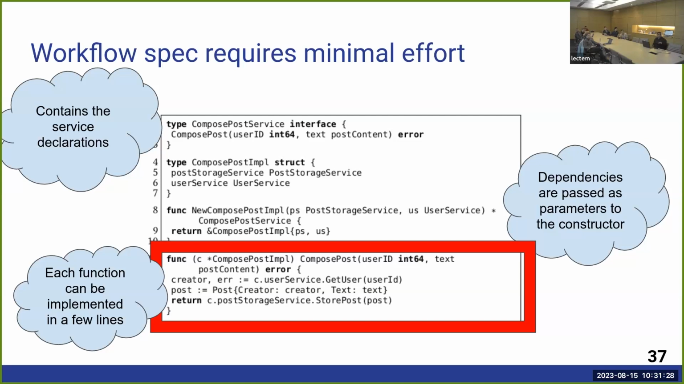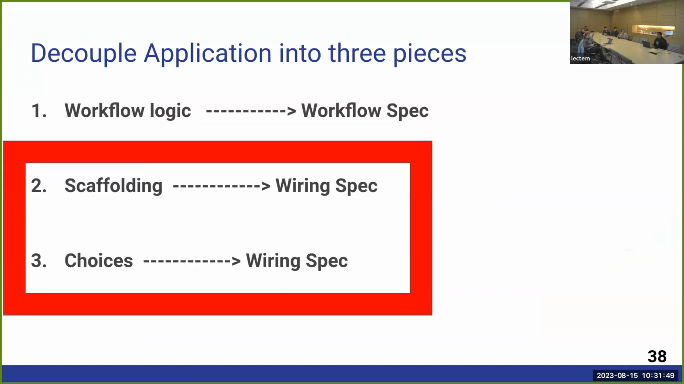Here you can see there is no code for launching a server. There is no code for serialization or deserialization of arguments or return values, or any other features that you might want. There's no mention of tracing, replication, retries, timeouts, anything, because the workflow specification does not have that. That actually comes in the next part, which is the wiring specification.